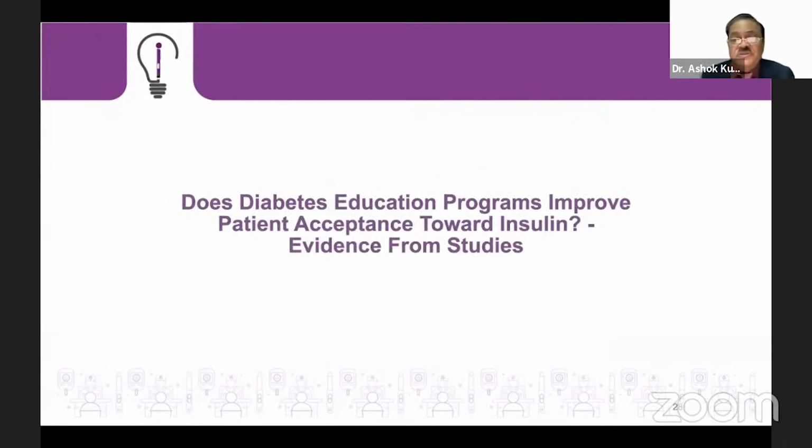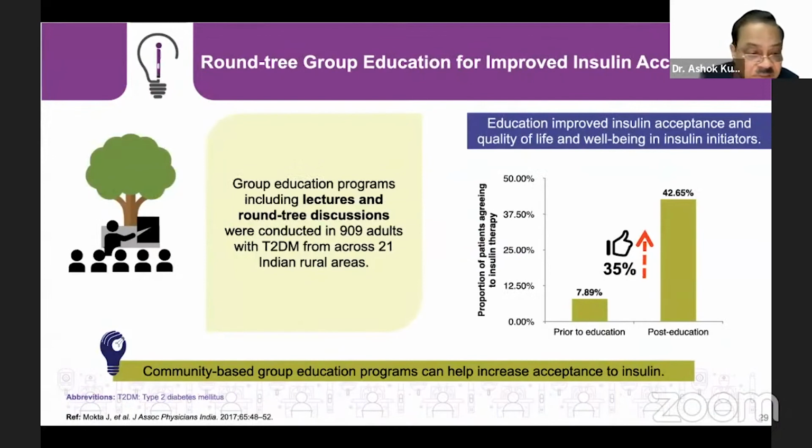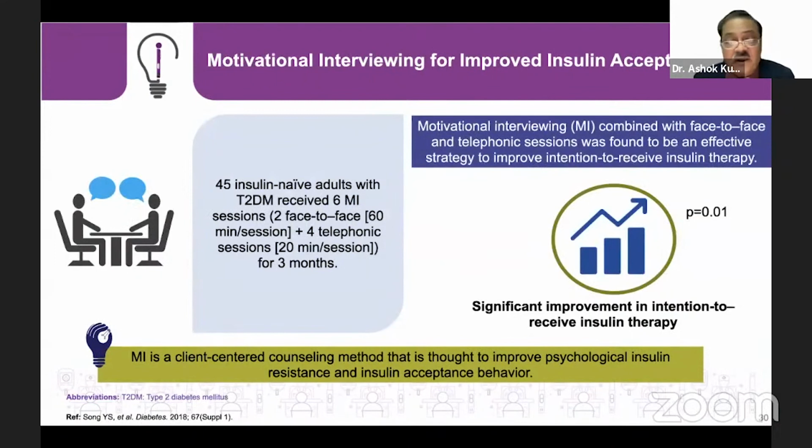Do diabetes education programs improve outcomes? What are the evidences? I'll give two papers. One is from one of my students, Dr. J. Mokta, published in JAPI, and it shows that after the education, it has gone from 7.9% to 42.6 to 65%. So education definitely helps, and education improves insulin acceptance, quality of life, and well-being. And this is what Dr. Mokta did, the round-table group education, and it has been very rewarding.